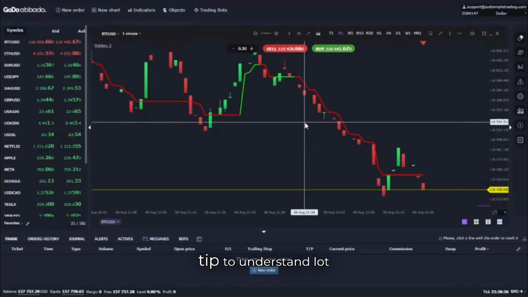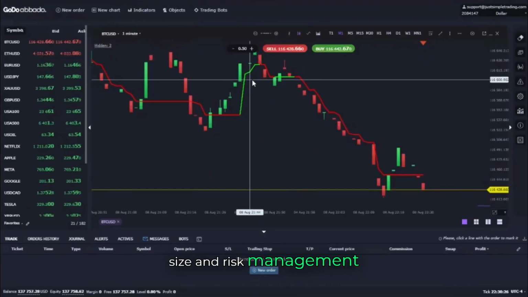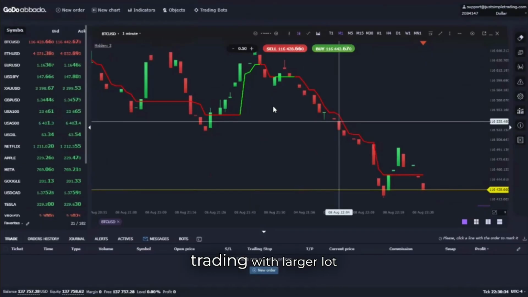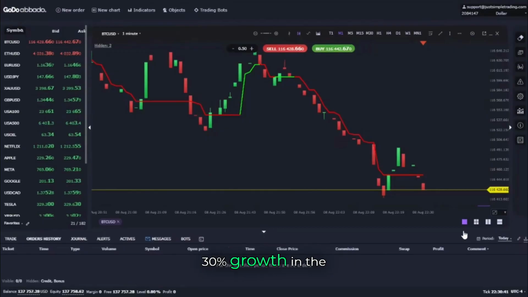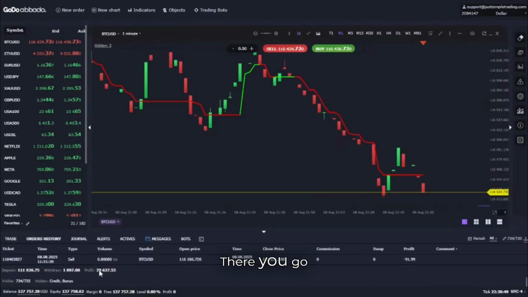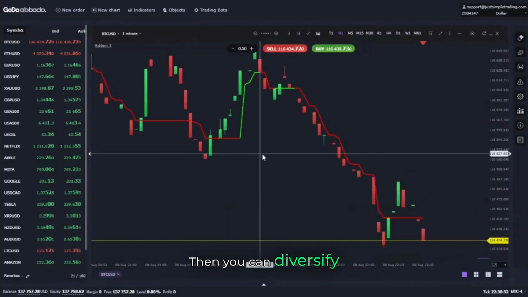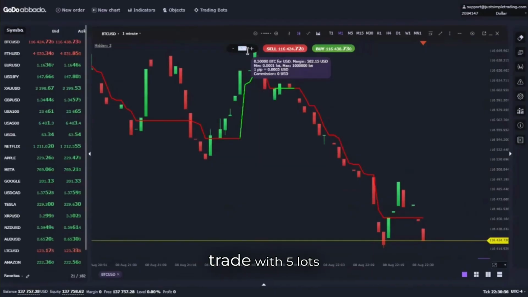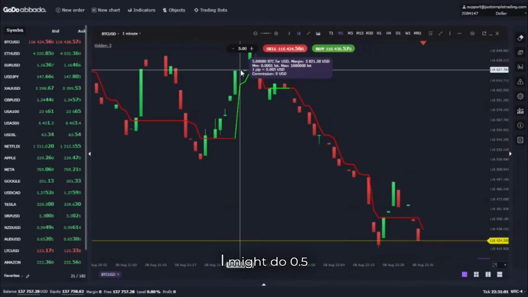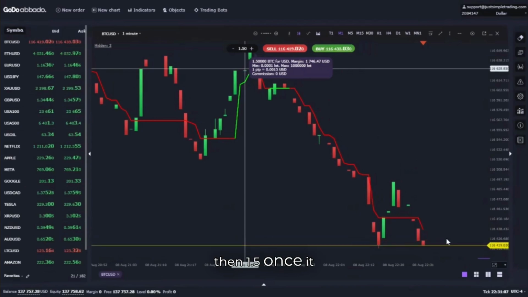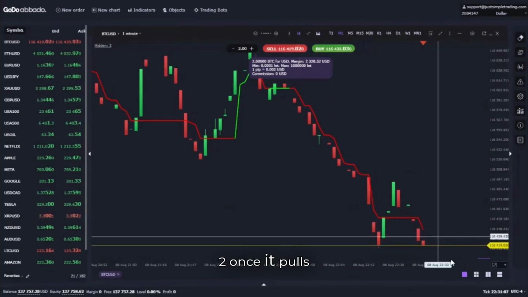And then one more tip to understand lot size and risk management is that once you're trading with larger lot size, in this balance, you see we have a live account over $130,000 that's done over 30% growth in the past year. There you go. Then you can diversify your risk in that trade. What that means is that instead of going all in on this trade with 5 lots, as I would be doing if I was trading this right now, I might do 0.5 on this trade and then 1.5 once it pulls back a little, and then the other 2 once it pulls back a little bit more.